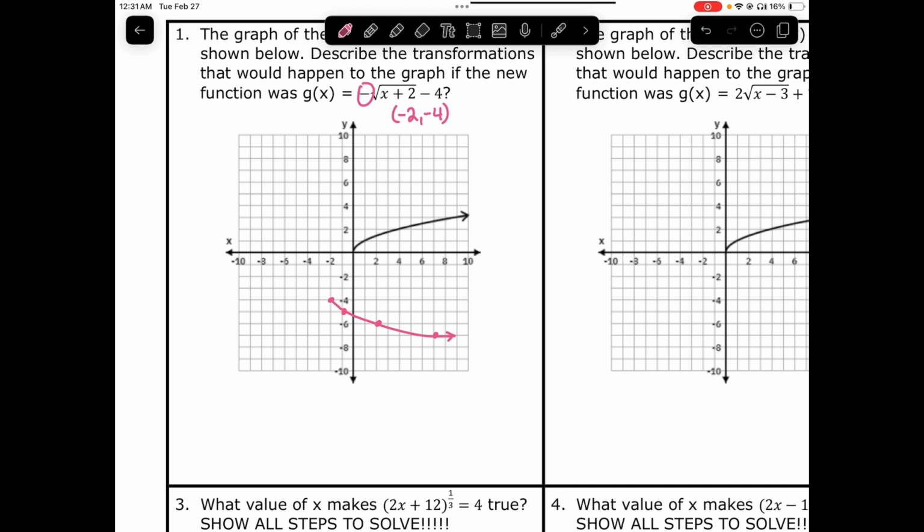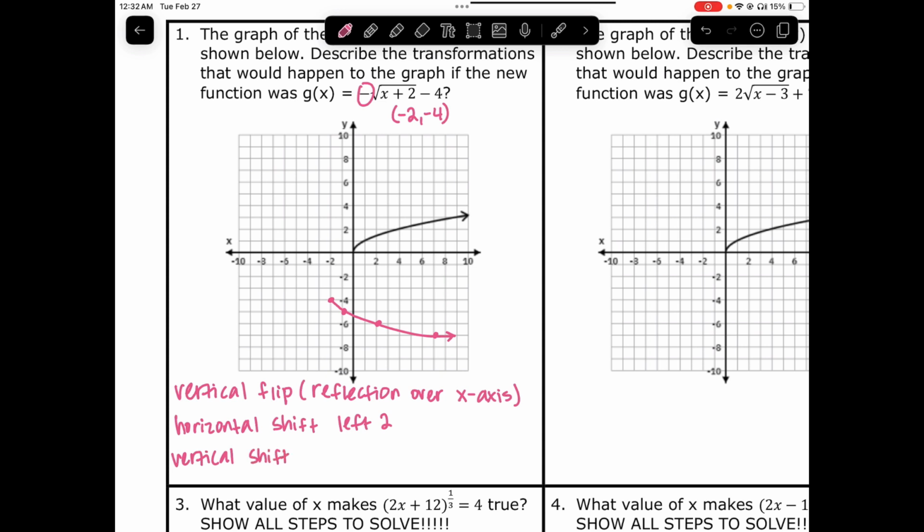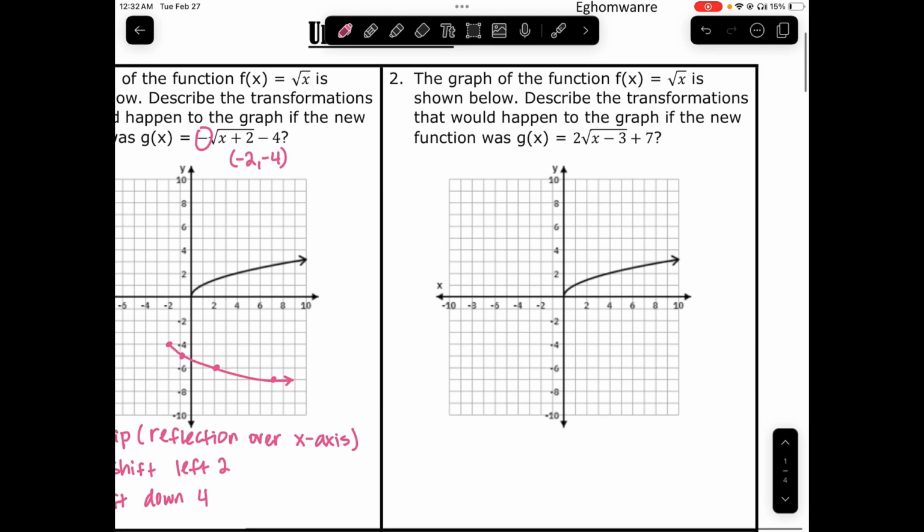Okay, great. So again, we had a vertical flip. We also can say that it's a reflection over the x-axis. Remember when we did that first? And then it's a horizontal shift, if you will, and we went left 2, and then we had a vertical shift of down 4. Okay, that was a lot. Sorry, I was being a little extra. But y'all are used to that by now.